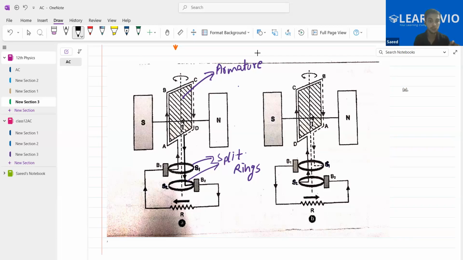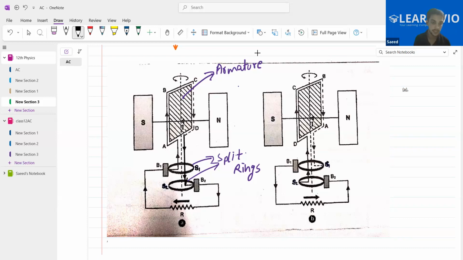Okay. Now what used to happen is as we are rotating this loop, can you see this moving line here? Yeah. It is right now touching B2. What is going to happen when the loop is going to rotate? This particular line used to rotate in this split ring S2 like this. Understood?